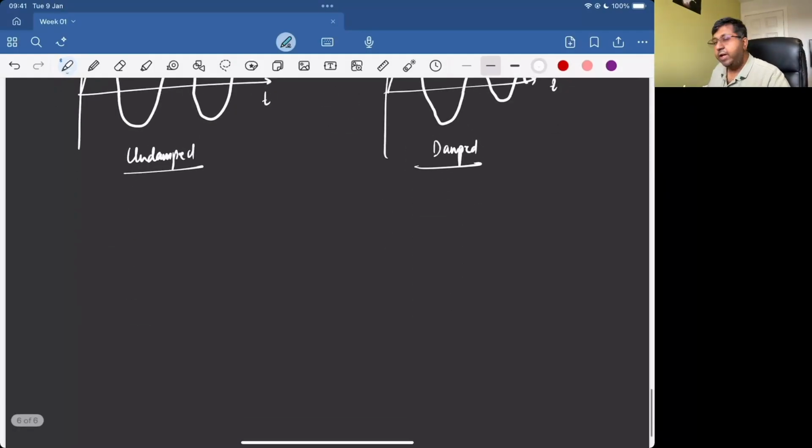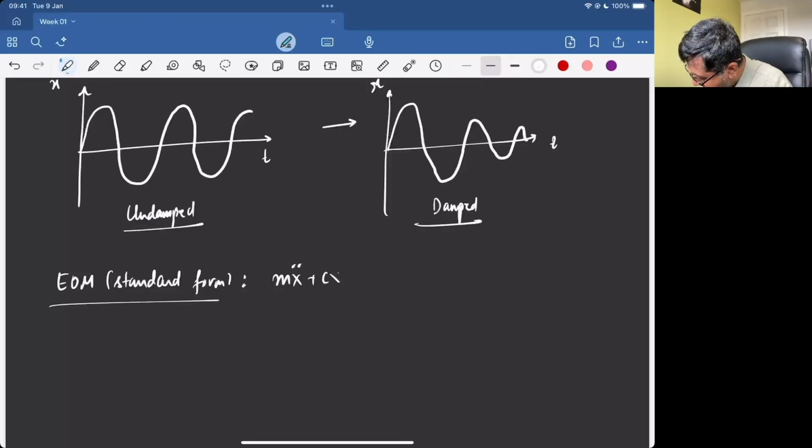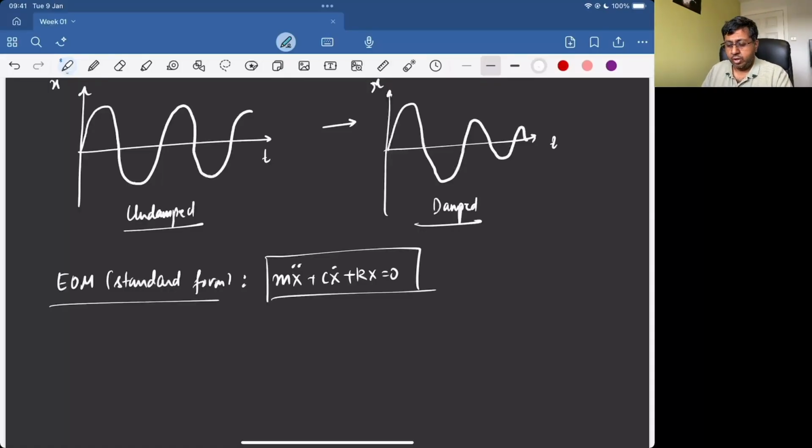And the equation of motion, which is in the standard form, I can write as m into x double dot plus c into x dot plus k into x equal to 0. Okay. I am not going to derive these equations, but that has already been discussed in your dynamics module, and I would encourage you to go back and have a look at it.